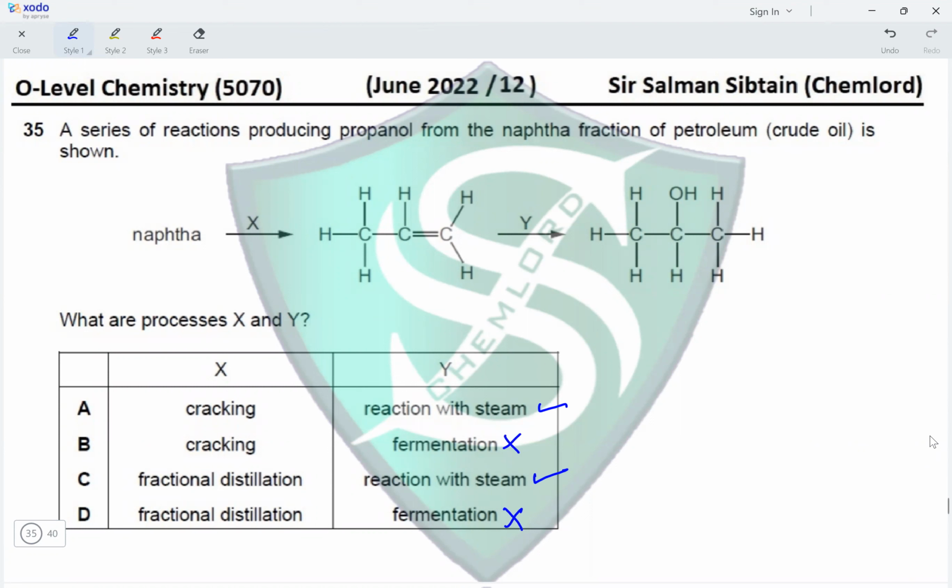So what could X be? Naphtha is a fraction from petroleum. So a fraction from petroleum producing an alkene. So this should be cracking. Cracking should be the correct answer, not fractional distillation. So cracking for process X and reaction with steam for process Y. This makes option A the correct option for this question.